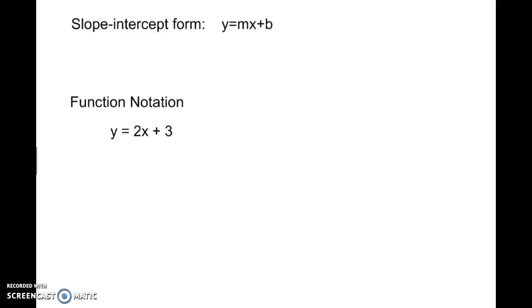Finally, let's get to slope-intercept form. We know that the m is the slope of a function. You're probably familiar with this. And this is the y-intercept. One thing you may not be familiar with is that we might start writing this differently. With function notation, instead of saying y equals, we'll start using this notation: f of x equals 2x plus 3.